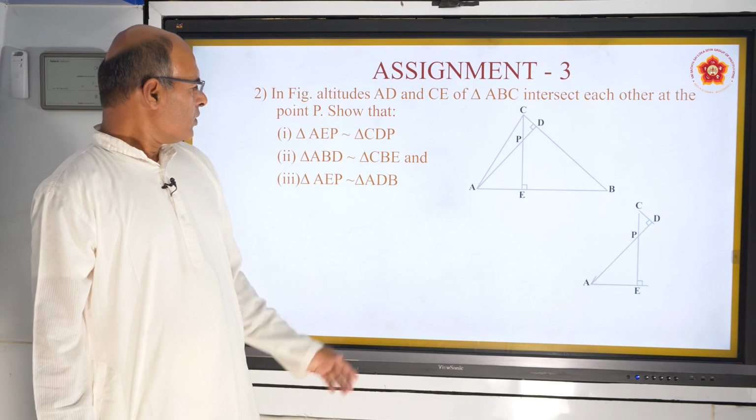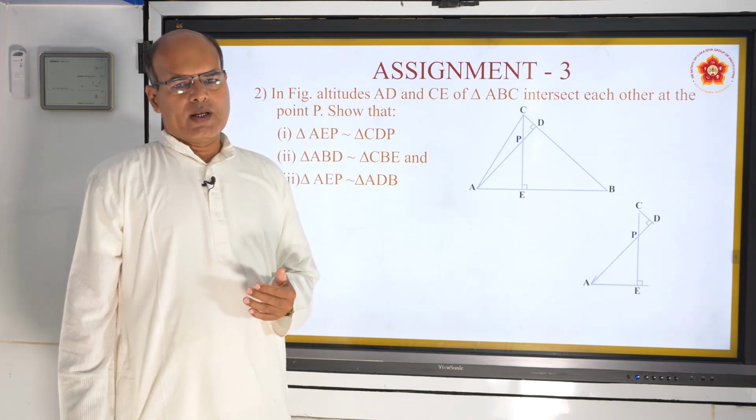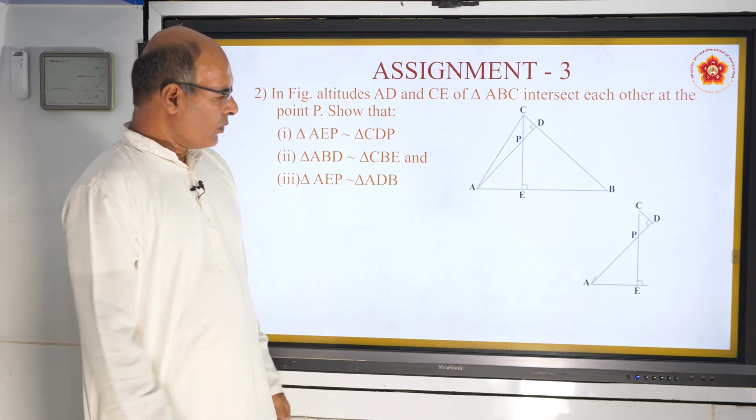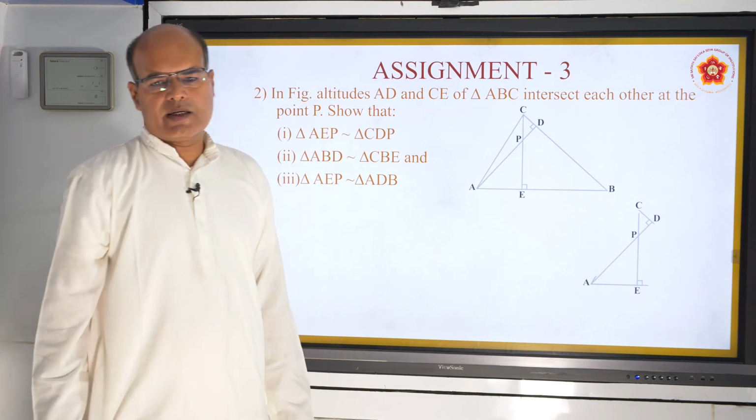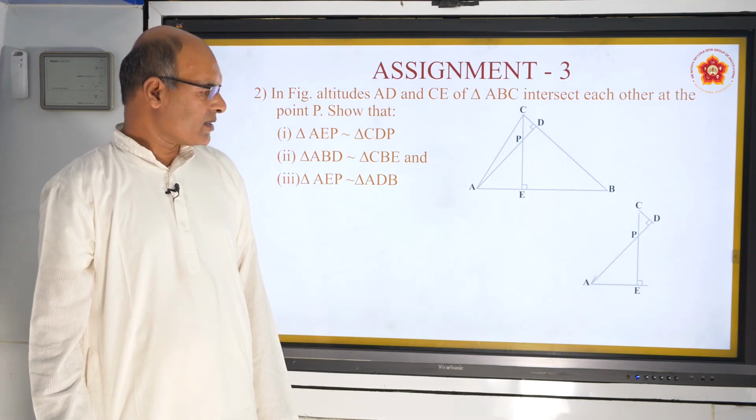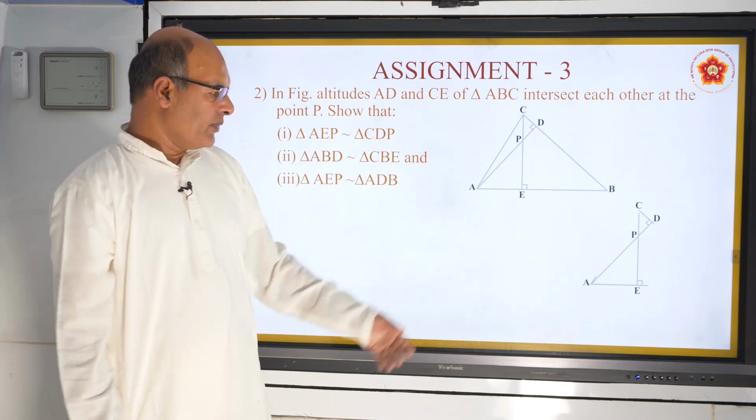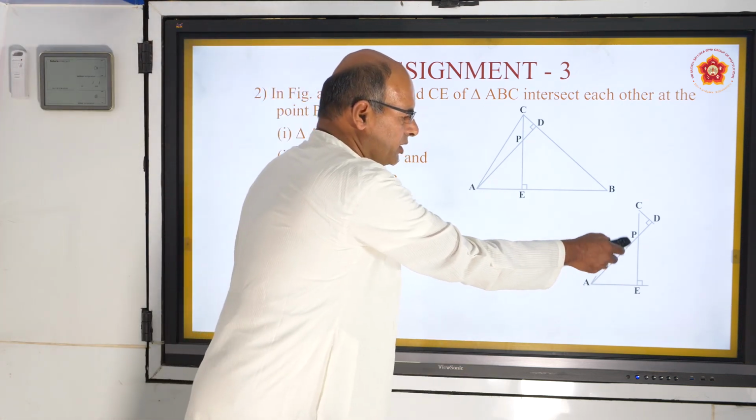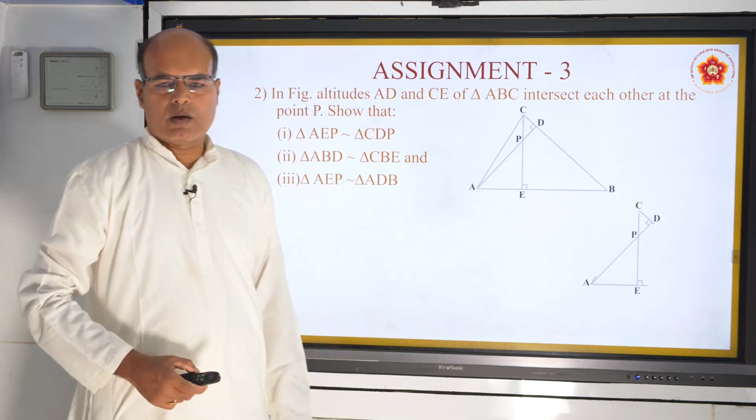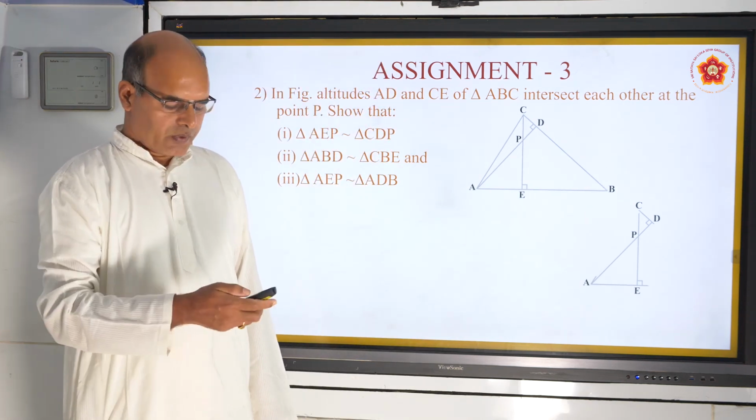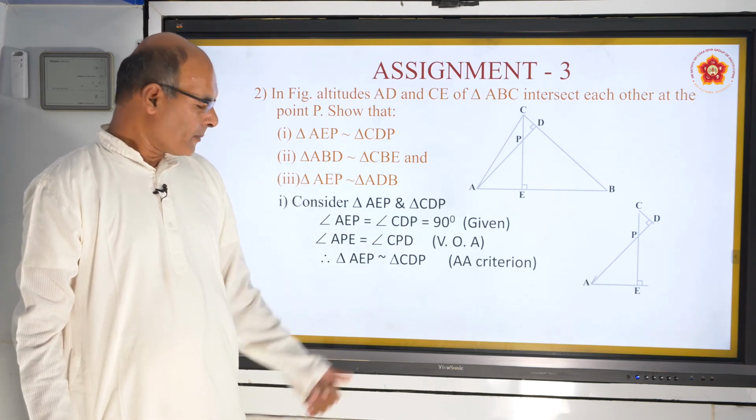To prove that they are similar, we need at least two pairs of equal angles. So we have a pair of right angles. Angle D is 90 degree here. Here angle E is 90 degree. We have a pair of right angles. When you look at the picture, immediately we can find a pair of vertically opposite angles, angle APE and angle CPD. Vertically opposite angles are always equal. Therefore we have two sets of equal angles. The triangles are similar.